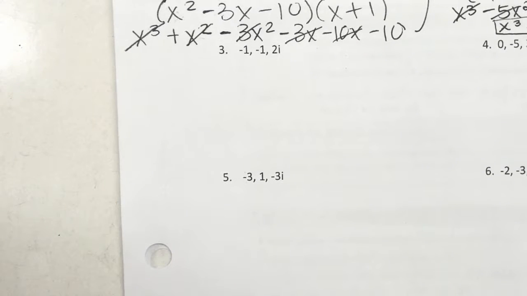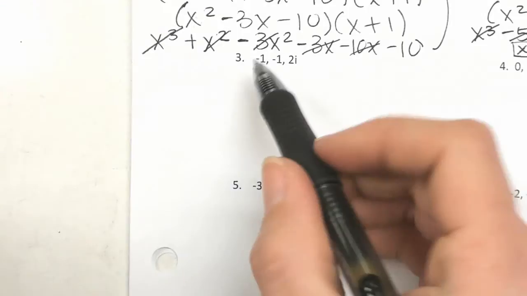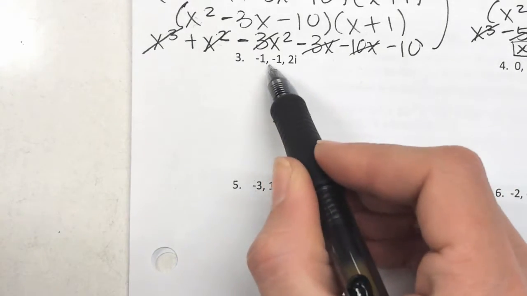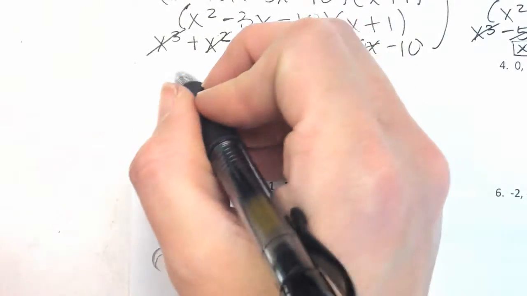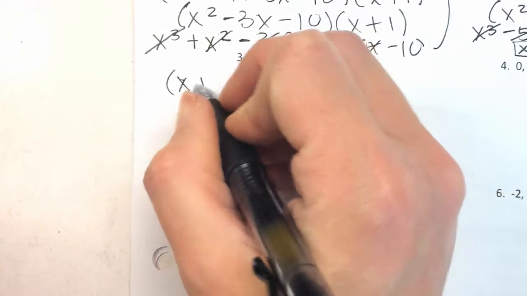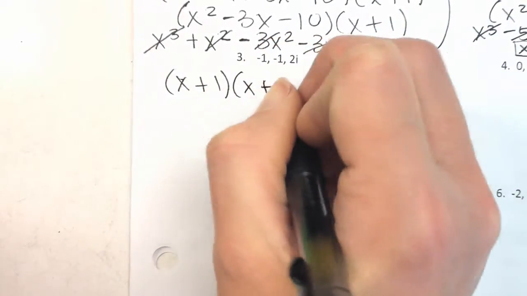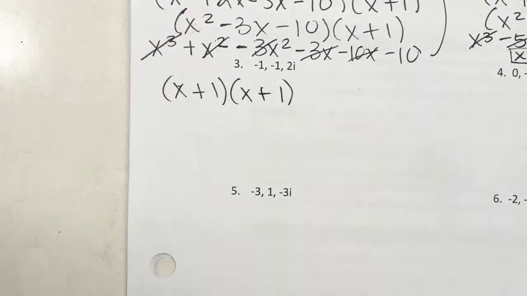Alright, now let's look at number 3. Notice it's different because we have an i in there, correct? Alright, let's go ahead and write this one just as 2 binomials. That'd be what? X plus 1. And we could write x plus 1 squared, right? But we're going to have to pull it out anyways, so we might as well just write it twice.